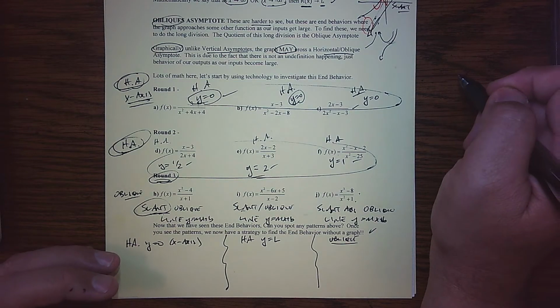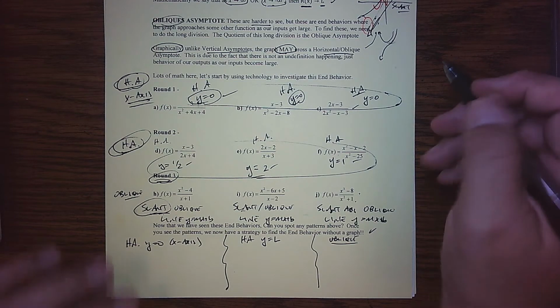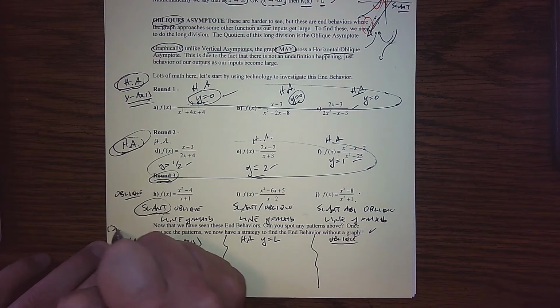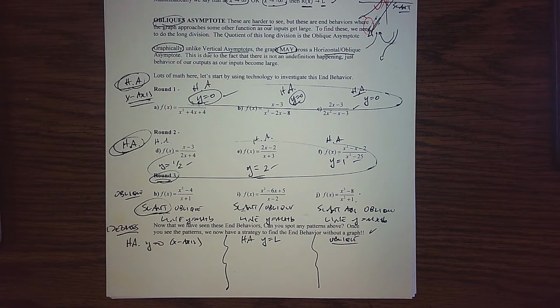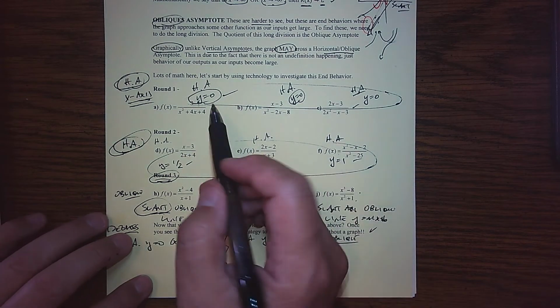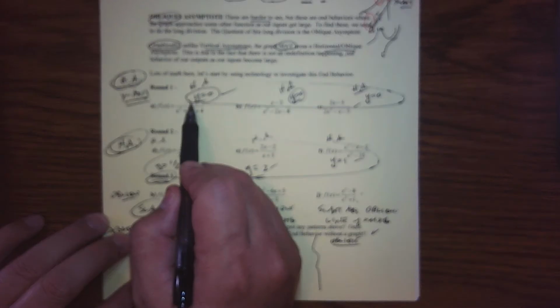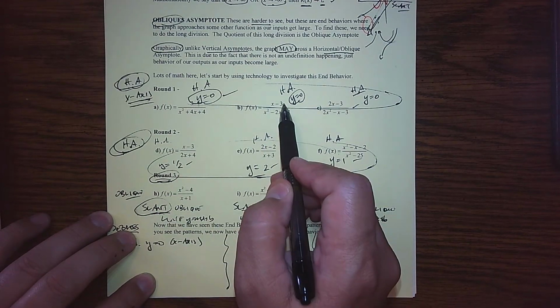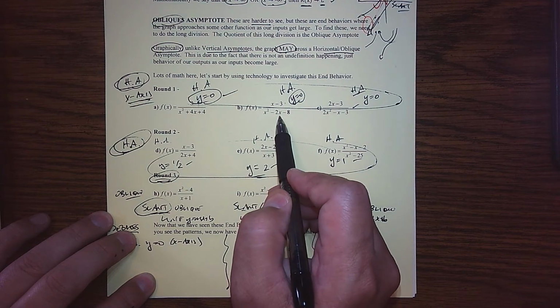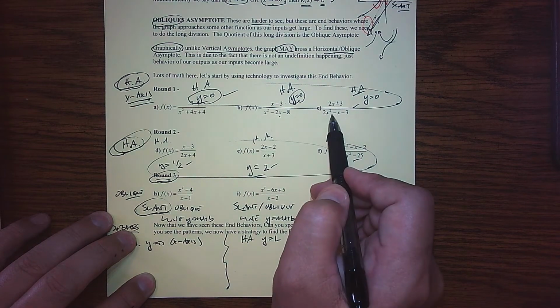And it turns out that has everything to do with the degrees. All right, so what's the degree of the numerator and what's the degree of the denominator? So if you'll notice up here, the degree up in the numerator here is 0. Well, it's 2 down here. Here it's 1 and it's 2 down here. And here it's 1 and it's 2 down here.